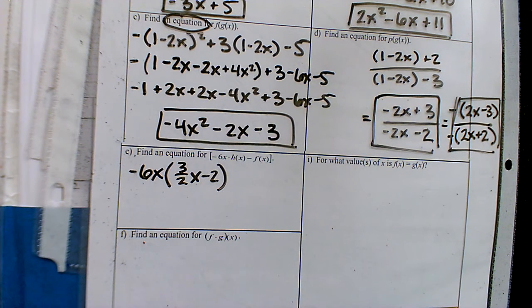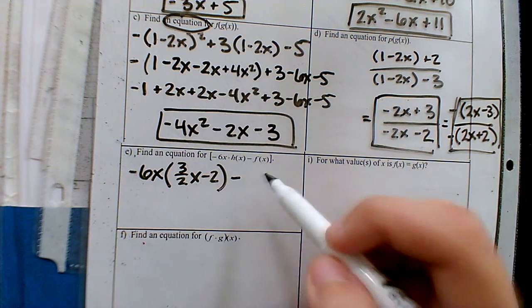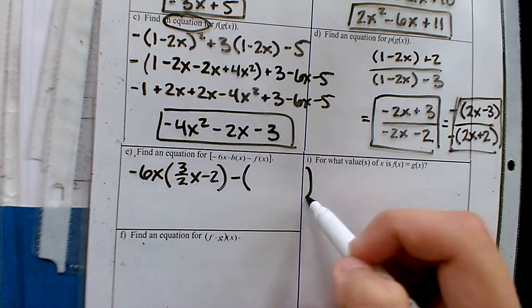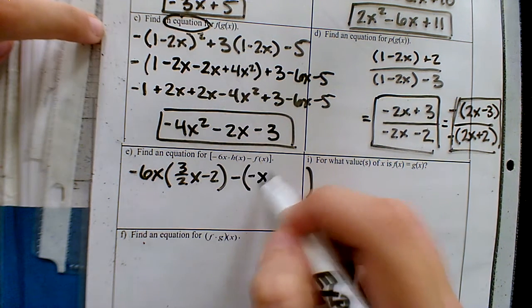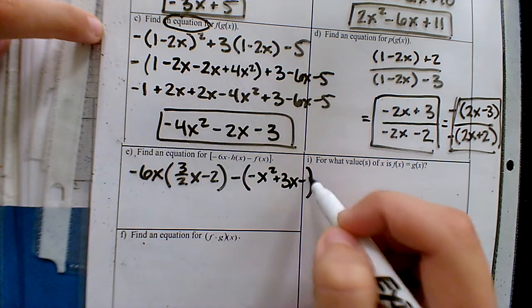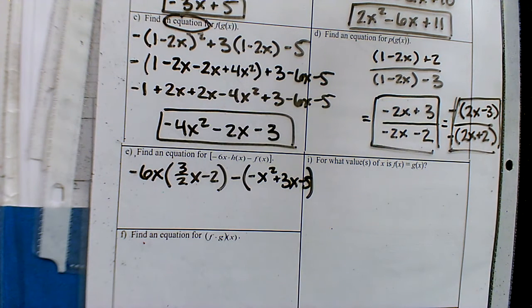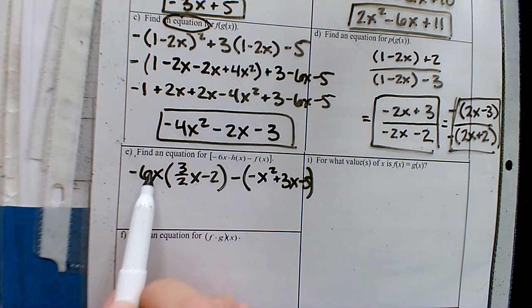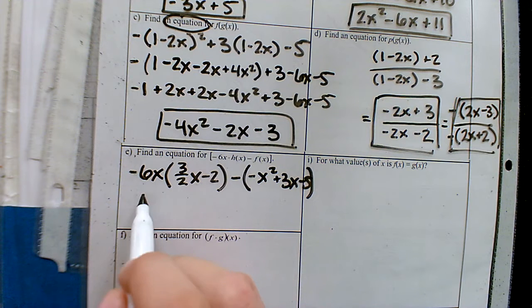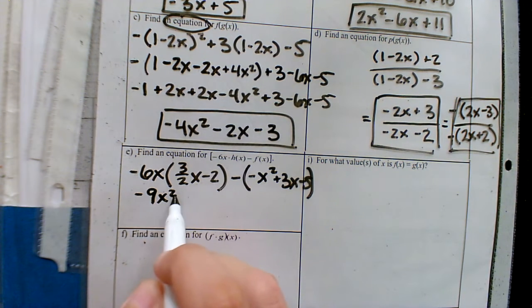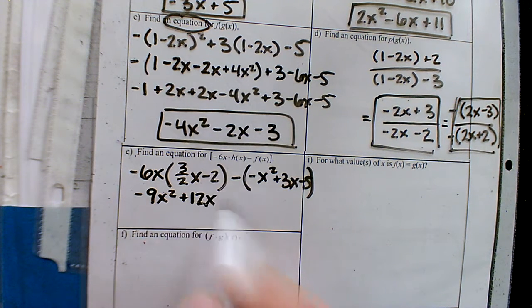If we continue to look at the notation, it says to subtract f of x, but if we're going to subtract a function, make sure you put it in parentheses because you need to subtract the whole thing. You're subtracting every single part of it. All right, from there is algebra, distribution, combining like terms, see what we have left. So let's try the first one. Negative 6x into everything, we'll get negative 9x squared plus 12x.